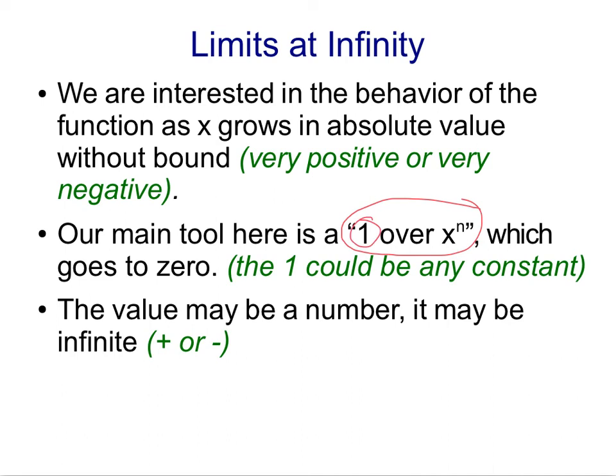The value for our limit may be a number, or it may be infinite. And that's a tricky statement because infinity really isn't a value. It's the idea that something grows without bound. Okay, let's talk about what I mean by 1 over x.